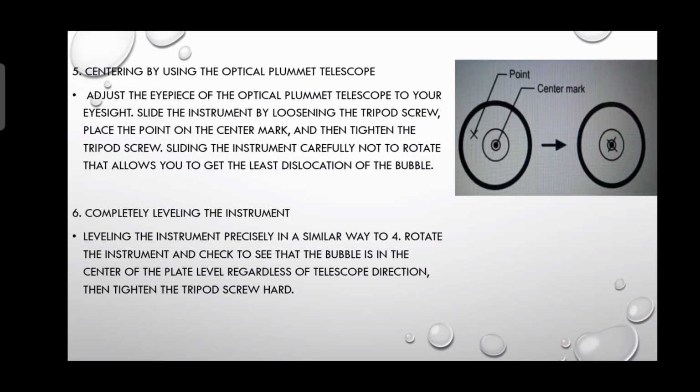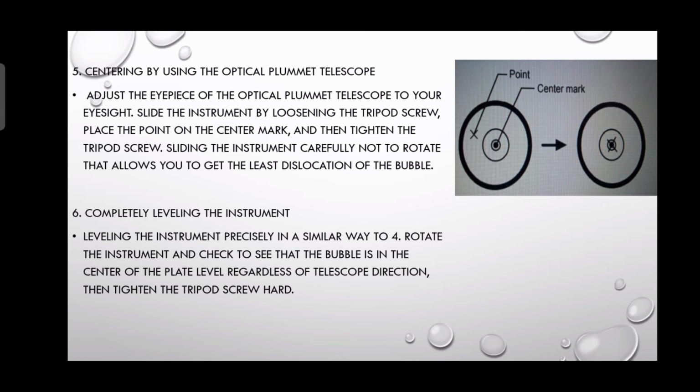Next, step number 5 is centering by using the optical plummet telescope. Adjust the eyepiece of the optical plummet telescope to your eyesight. Slide the instrument by loosening the tripod screw. Place the point on the center mark and then tighten the tripod screw. Slide the instrument carefully, not to rotate, that allows you to get the last dislocation of the bubbles, like the picture.